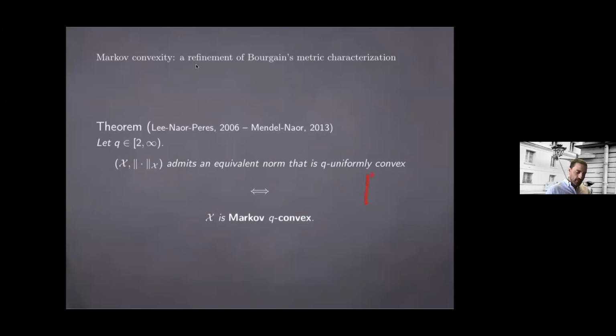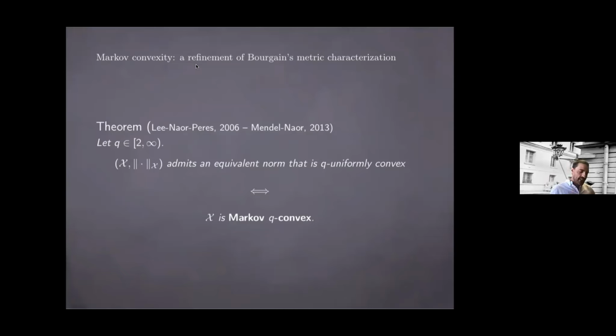In the first paper, they proved this implication here, that every q-uniformly convex Banach space is Markov q-convex, and the proof they had is similar to Bourgain's proof using martingale cotype. They were not able quite to prove the converse. They had weaker statements, but in the paper of Mendel and Naor, they were able to actually show that if you are Markov q-convex, then there is a renorming that is q-uniformly convex.